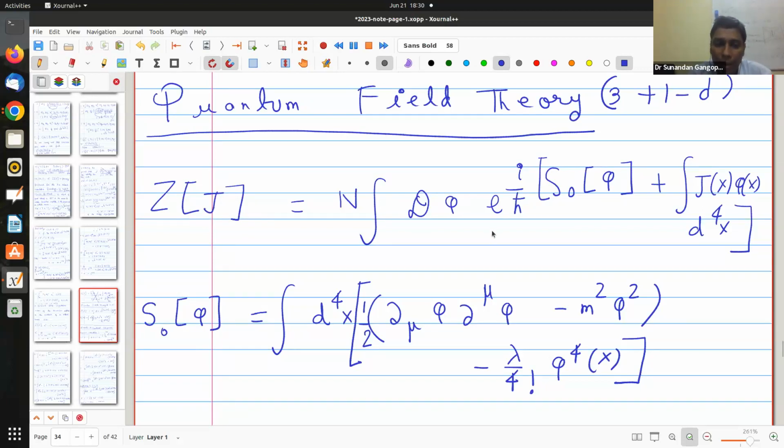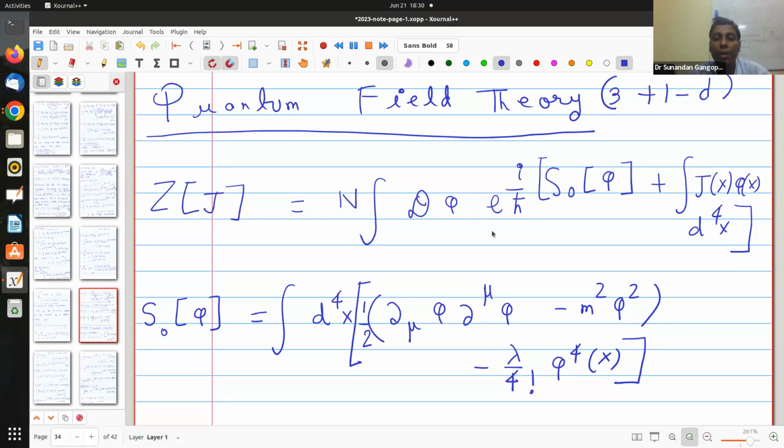And once we have the expression for the generating functional, all the endpoint functions can be calculated, and that will give rise to the propagator. The 2-point function will give you the propagator for the real scalar field theory, which is a very important object for quantum field theory. The propagator is the basic building block of a quantum field theory. So we need to know how to calculate propagators.